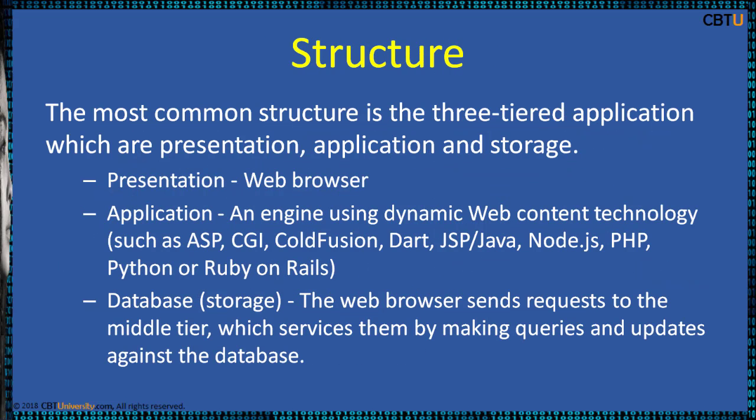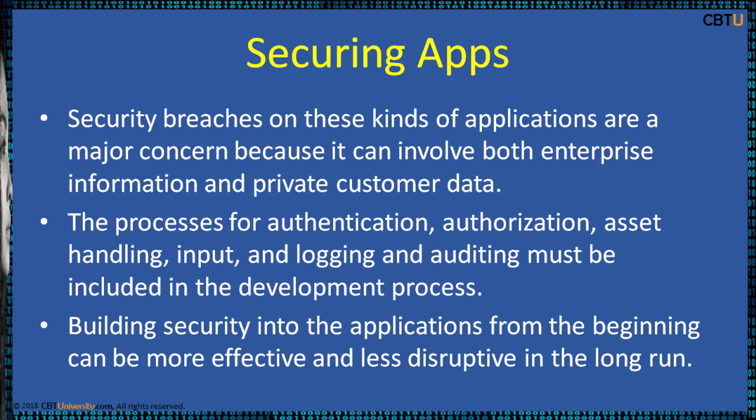The most common structure is the three-tiered application, which consists of presentation, application, and storage. Presentation is the web browser. Application is an engine using dynamic web content technology such as ASP, JSP, PHP, etc. Database is the storage. The web browser sends requests to the middle tier, which services them by making queries and updates against the database. Security breaches on these kinds of applications are a major concern because they can involve both enterprise information and private customer data.